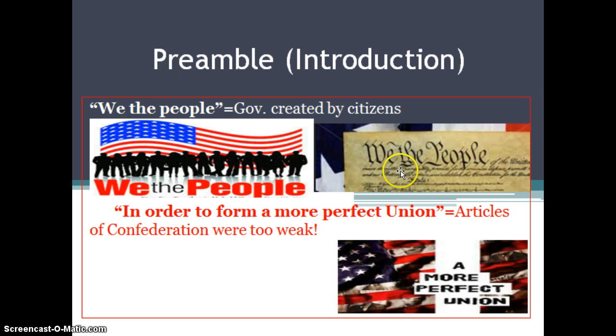And further down it says, "in order to form a more perfect union." Noticing those words, that is still in the preamble, it speaks to the weaknesses of the Articles of Confederation. Again, our original constitution was the Articles of Confederation, and they were just too weak. They created a weak national government, and they needed to be redone. They could not satisfy the problems of a young nation. So again, the words "we the people" emphasize the government created by the citizens, and later in the preamble, "in order to form a more perfect union," emphasizes the idea that the union under the Articles of Confederation was just too weak.